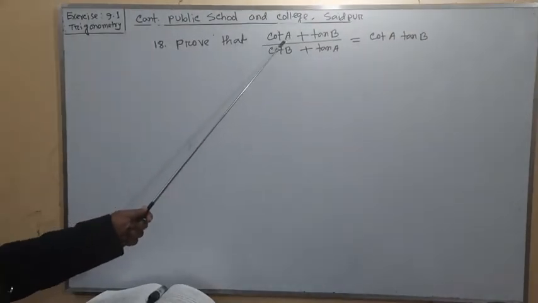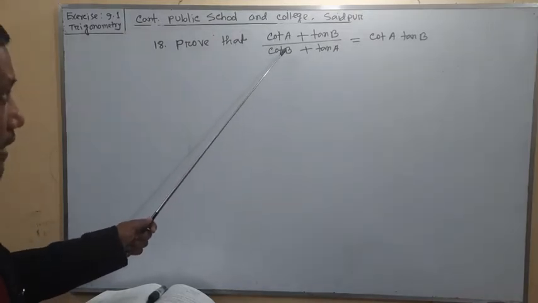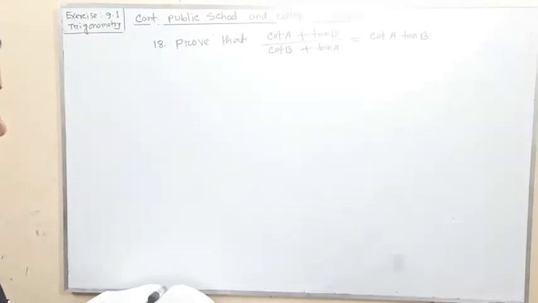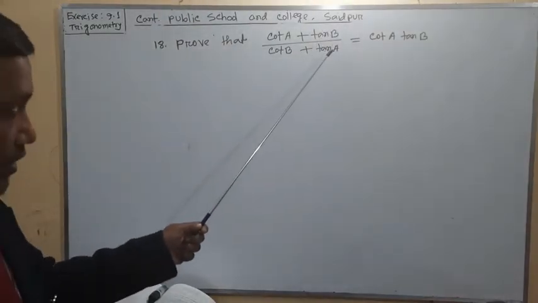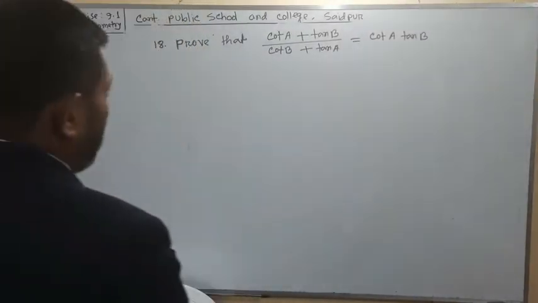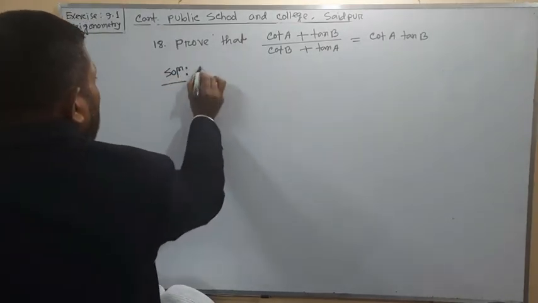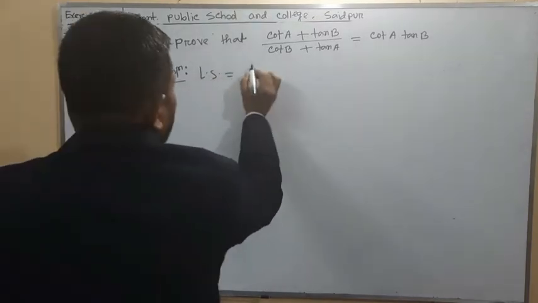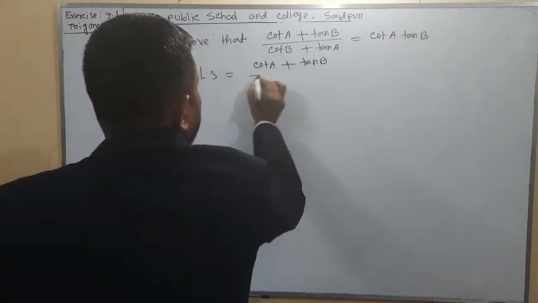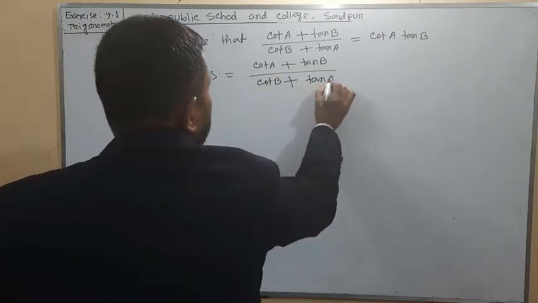Here cot A, the angle of cot, here A, here angle B. Cot A and cot B, these two trigonometric ratios are not equal to each other. Similarly here tan A and tan B, because the angles are different. This is a very important thing. Left side: cot A plus tan B, divided by cot B plus tan A.